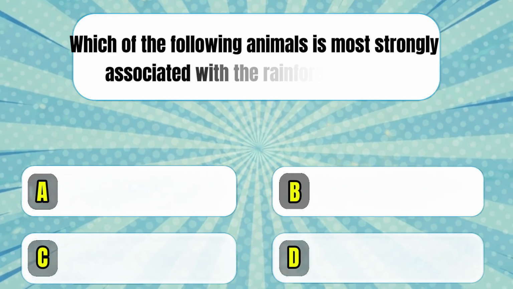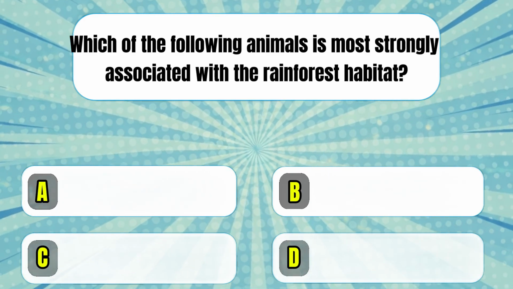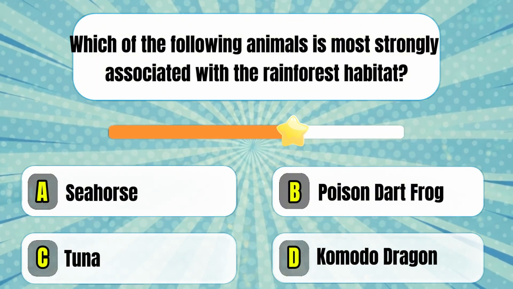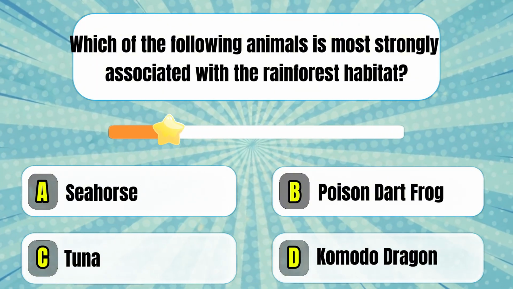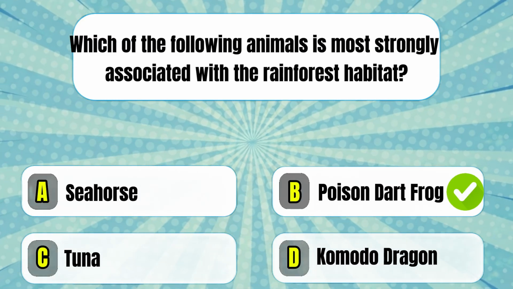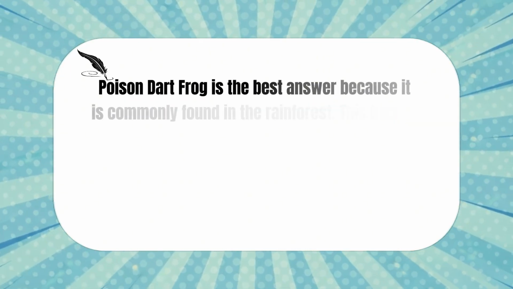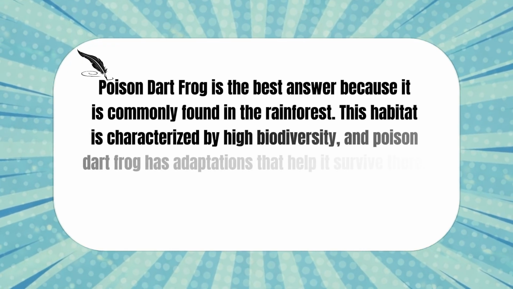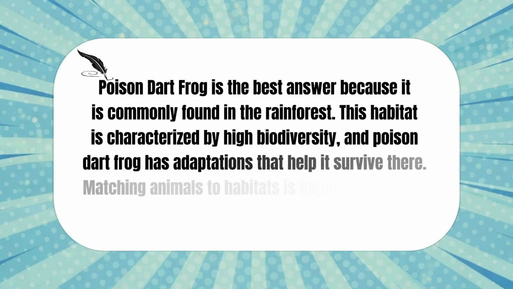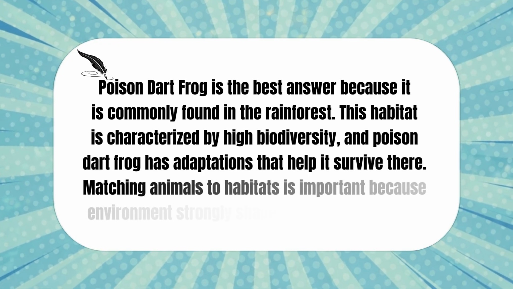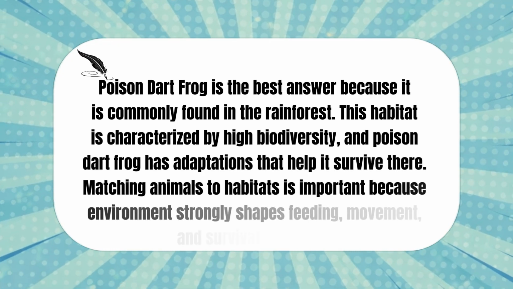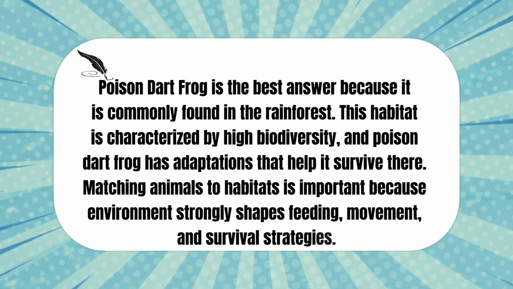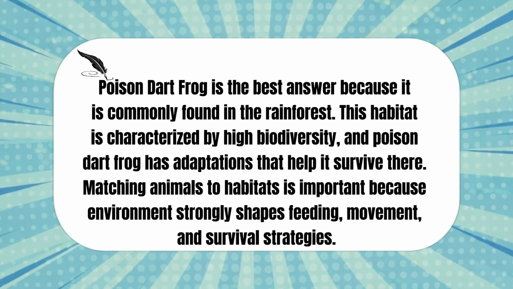Which of the following animals is most strongly associated with the rainforest habitat? Poison dart frog is the best answer because it is commonly found in the rainforest. This habitat is characterized by high biodiversity, and the poison dart frog has adaptations that help it survive there. Matching animals to habitats is important because environment strongly shapes feeding, movement, and survival strategies.